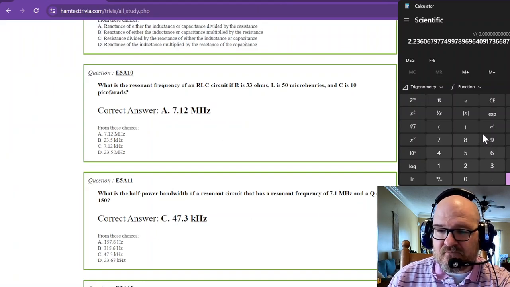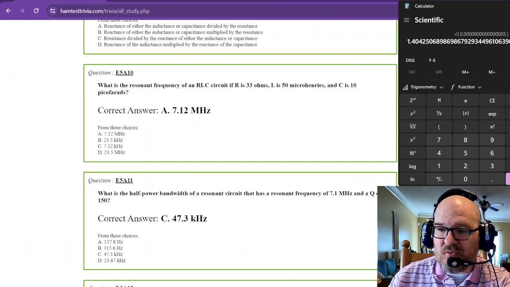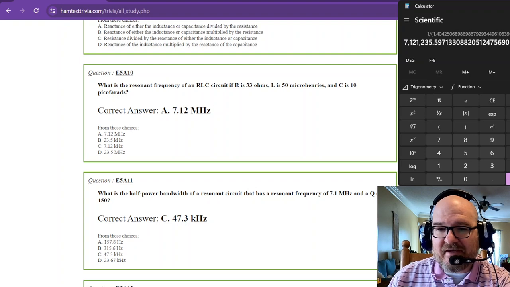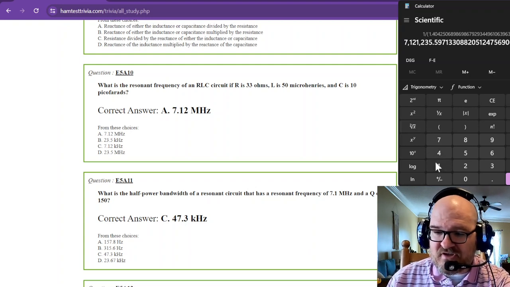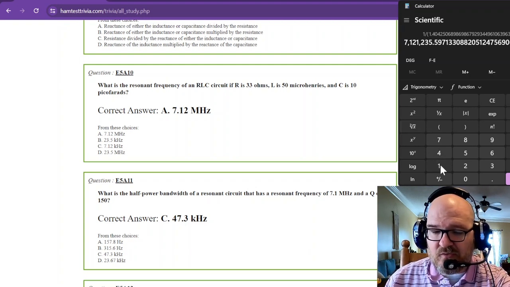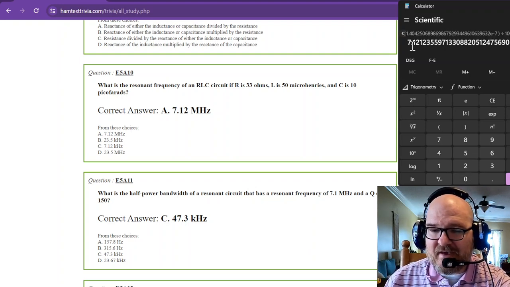Now, you're going to multiply times 2 pi, 6.28. And at this point, we have figured out the whole bottom section. Now we need to go 1 divided by that. That's just taking the reciprocal. So we're going to go 1 divided by what we have there. Now, we have 7,121,235. To get your answer in megahertz, all you have to do is divide by 1 million, which you could either type in a million or do 1 times 10 to the 6. And now you have 7.12 megahertz.